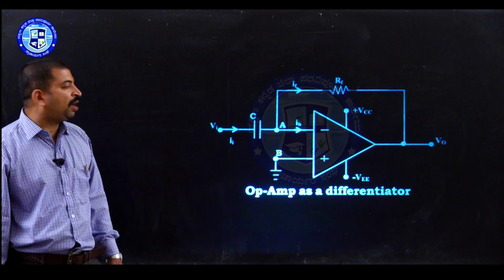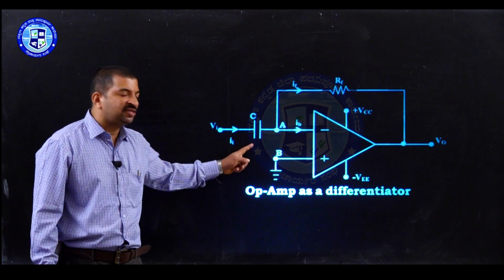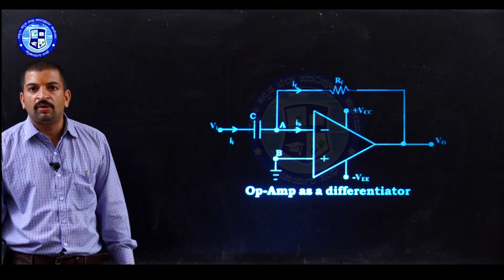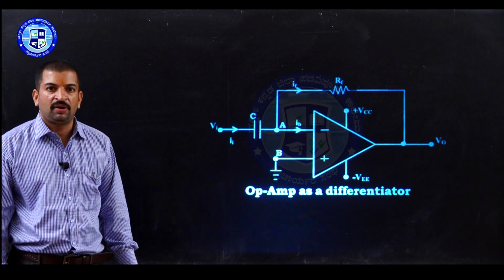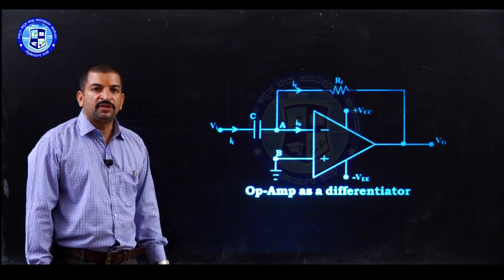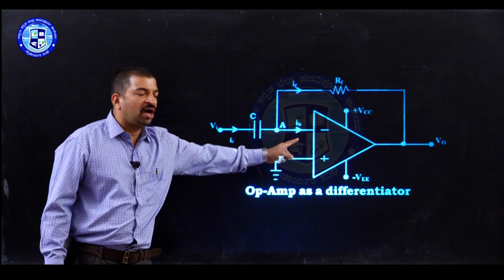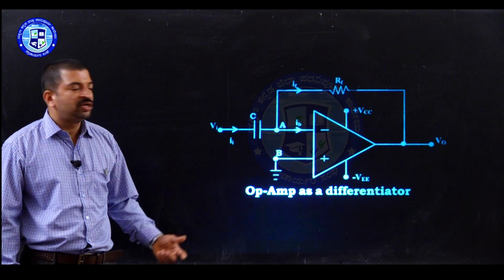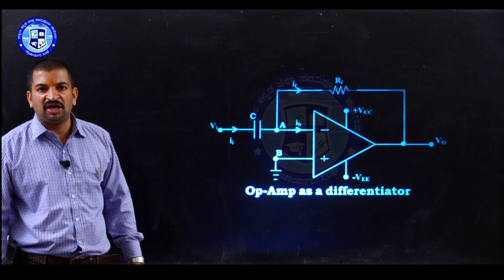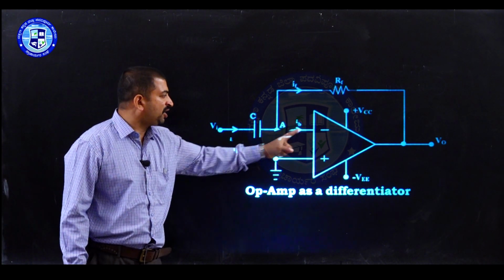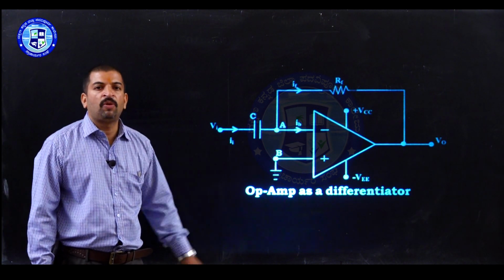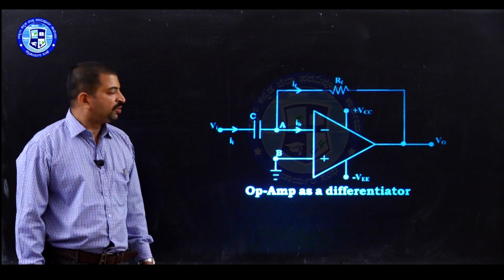In the basic inverting amplifier circuit, if the input resistor Ri is replaced by a capacitor, the circuit is called an op-amp differentiator or derivative amplifier. Now, in this circuit, the input signal Vin is applied to the inverting terminal of the op-amp through a capacitor C. And RF is a feedback resistor which is connected between the inverting terminal and the output terminal of the op-amp. The non-inverting input terminal of the op-amp is connected to the ground.